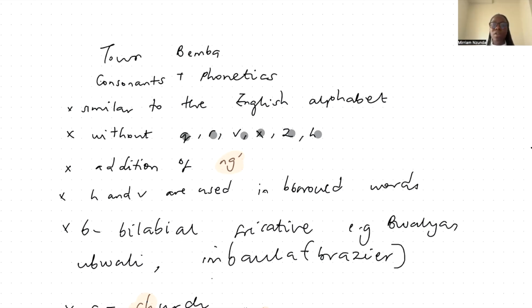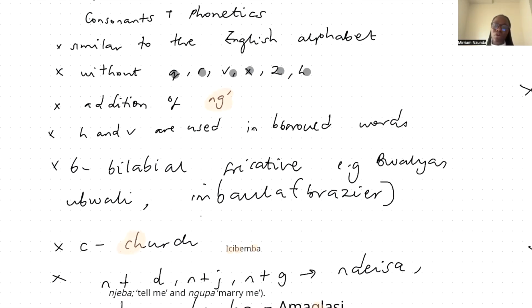So the Bemba alphabet is very similar to the English alphabet, with the exception of the letters Q, R, V, X, Z, and H. We also have the addition of the NG with an apostrophe, and you're going to see this a lot in some Bemba words. H and V are used in borrowed words. So these are words that are borrowed from English or even another language.